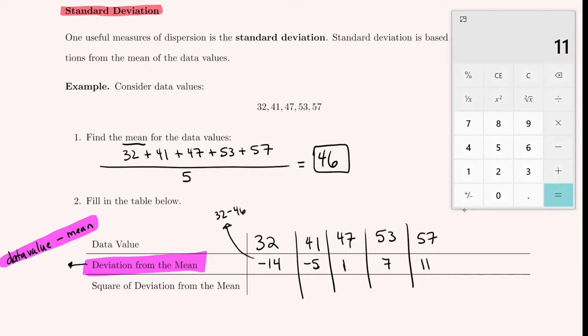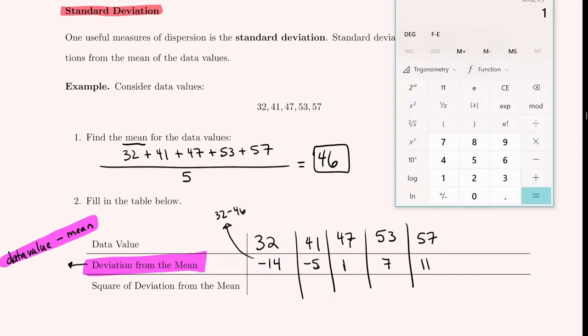Next up comes the final entry of this table, the square of the deviation from the mean. So in this case, you're going to take each item you found in the second row and square it. So negative 14 squared. Now, any number when squared is a positive number, but if I want to verify, I can type this into my calculator. Negative 14 squared is 196, so that's what I'll list there.